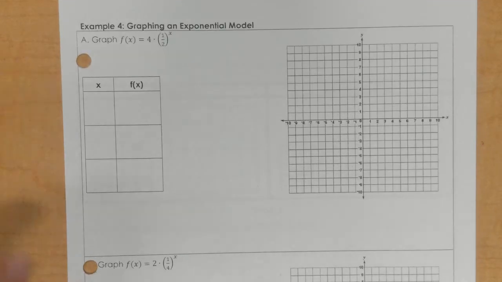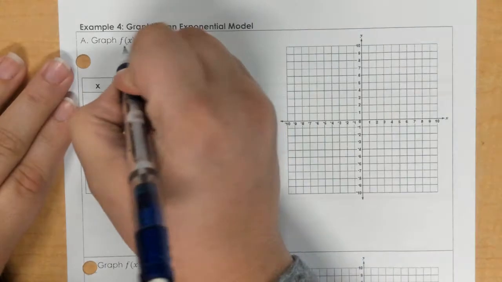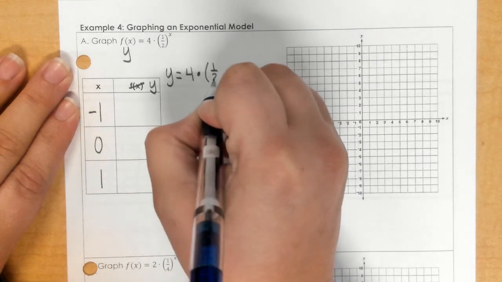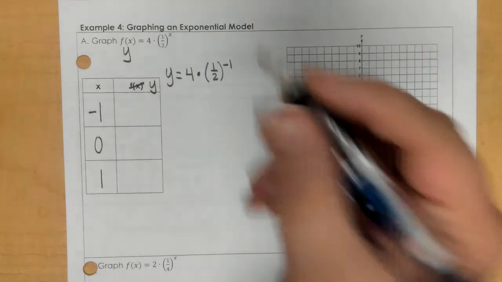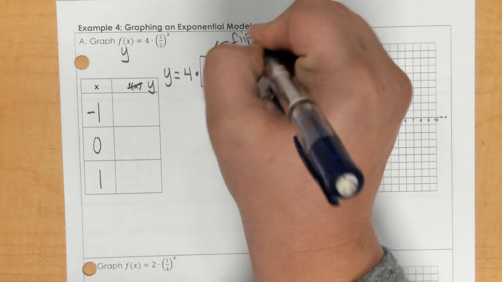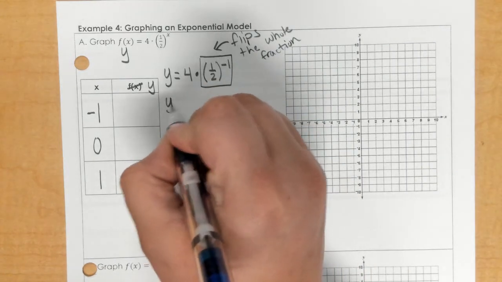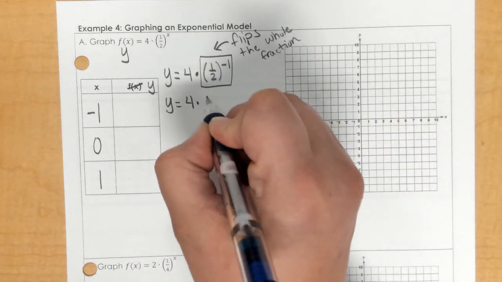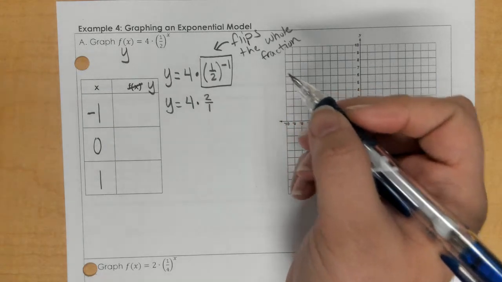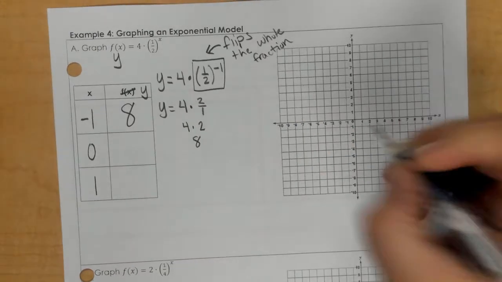Alright, so for this part, example 4, we're going to use -1, 0, 1. F of x is y, and we're going to say y equals 4 times 1/2 to the negative 1 power. Now, if this whole fraction is to the negative 1 power, this flips the whole fraction. So it looks like 4 times 2 over 1. And the 1 right here is invisible, so we don't really need it. And it became positive because we flipped the entire fraction. Now, 2 divided by 1 is just 2. And 4 times 2 is 8. So I'm going to graph negative 1, 8.